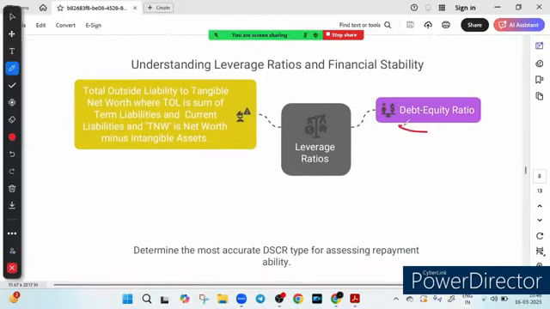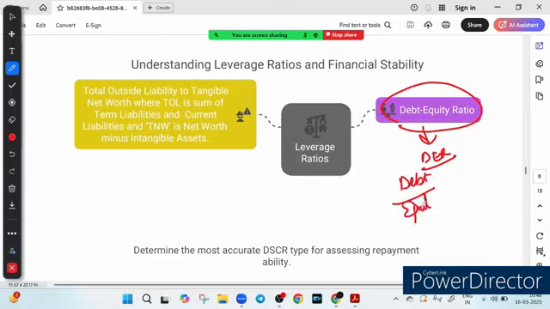The next kind of ratio we have is DER, debt equity ratio. It shows how much debt a company used compared to equity. So it is simply debt upon equity. If this ratio is higher, it means a riskier financial structure, and if this ratio is lower, it means more stability, lower risk.